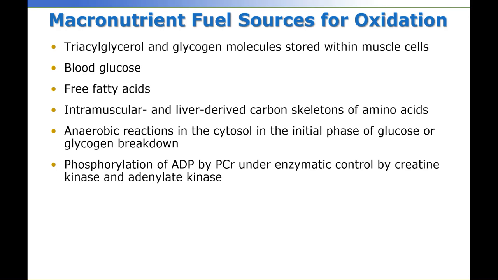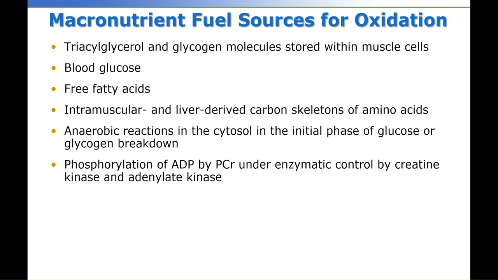And that's in the initial phase of glucose or glycogen breakdown, which doesn't require oxygen. And then phosphorylation of ATP by PCR under enzymatic control by creatine kinase and adenylate kinase. So that's when phosphorylation is, there's the ADP becomes ATP, okay, by that phosphate rejoining a free phosphate. So it basically is like recharging that battery.